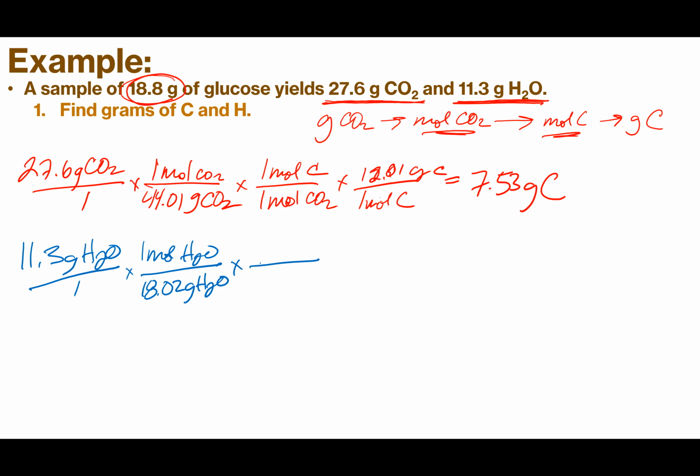care of. Now, 1 mole of water, remember it's H2O, so this is 2 moles of hydrogen. Once we have 2 moles of hydrogen, then we can say that 1 mole of hydrogen is 1.01 grams of hydrogen. This will give us grams of hydrogen. And as we math that out, we're going to get 1.26 grams of hydrogen.